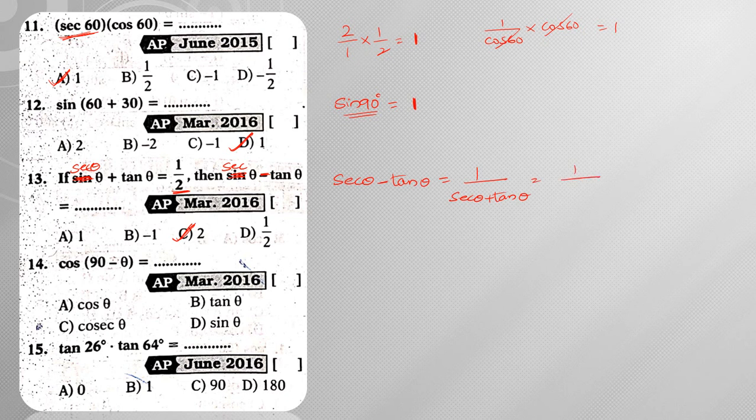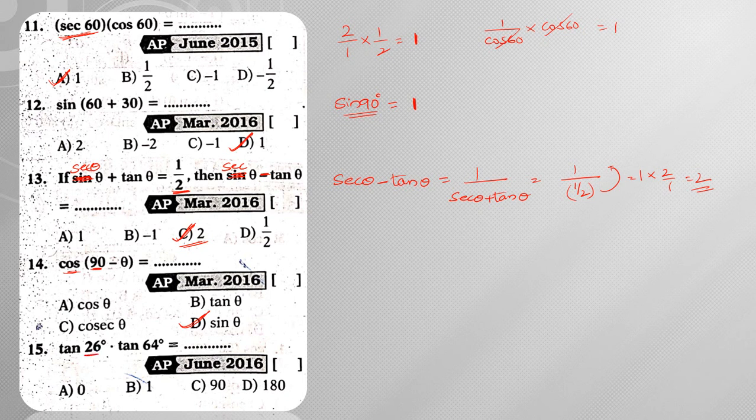So which I can write as 1 by 1 by 2. So when this 1 by 2 is brought to the numerator, this can be written as 1 into 2 by 1, which is equal to 2. Hence the answer is 2 here. Next, cos of 90 minus theta. So cos will be changed as sine when complementary angle is applicable.